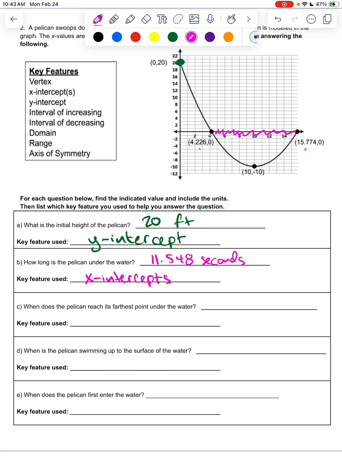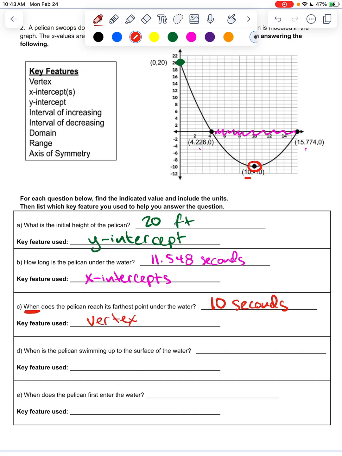When does the pelican, okay, I see again that word when, that means we're doing time. When does the pelican reach the furthest point under the water? That happens right here at 10 seconds. Now that's the x value. We don't have to worry about the negative here because there isn't one in the x value. That is part of the vertex.